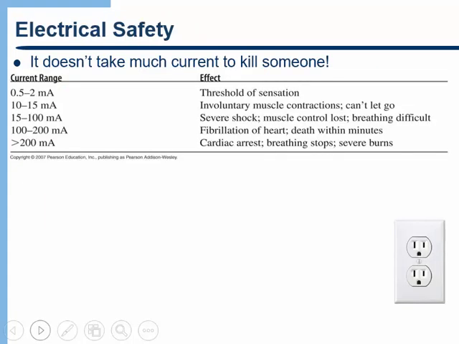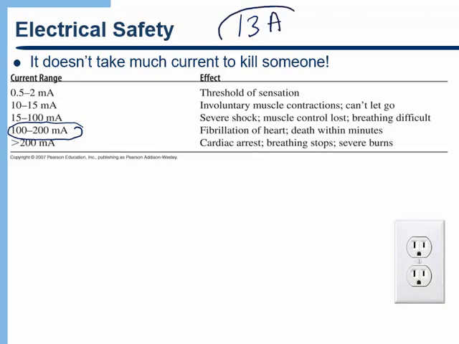I want to talk a little bit about electrical safety. The first thing that I have on the slide here is a little bit disturbing. It doesn't take much current to kill someone. Notice that we're talking about very small currents. Death within minutes, 100 to 200 milliamps. Notice your hair dryer, as we just figured out, is using something like 13 amps. That's a tiny current, and that's enough to kill someone. So we want to look at how we use electricity safely and why we don't get electrocuted all the time.